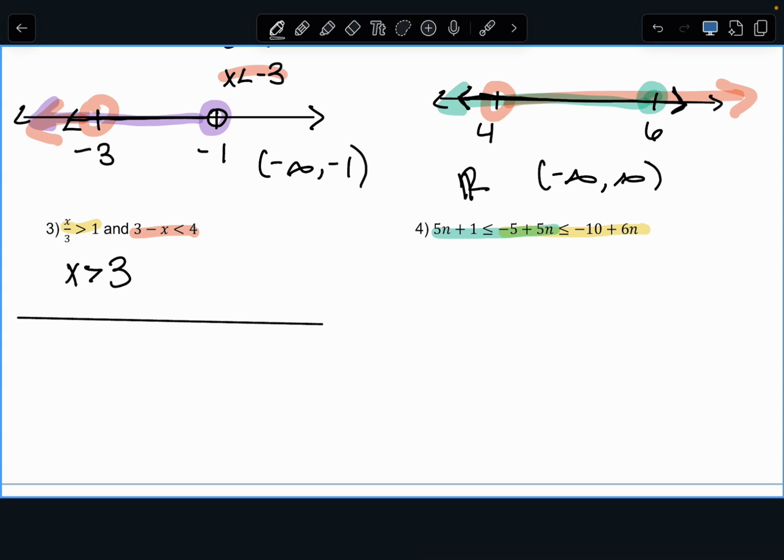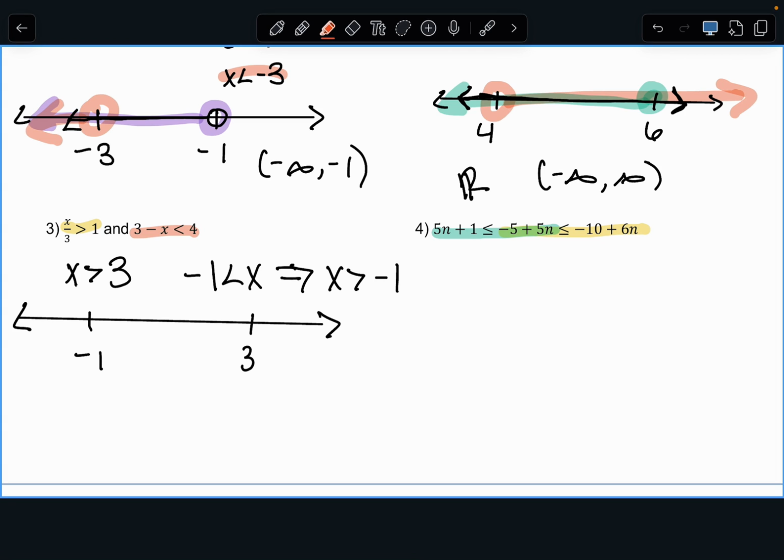I'm going to add x and subtract 4. So on the left, 3 minus 4 is -1. And on the right, I added x. So I get this. -1 is less than x. Or, if I wanted to rewrite that, x is greater than -1. Those are my two inequalities. Questions on how we got those? Okay. Then we graph. Here's -1.